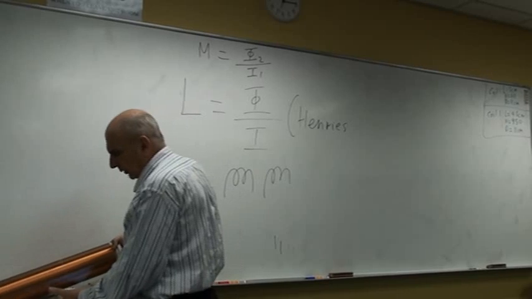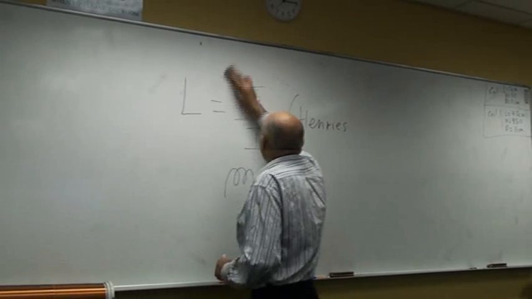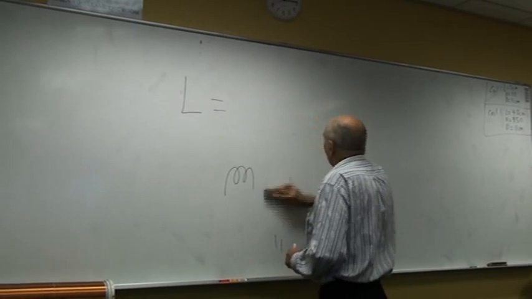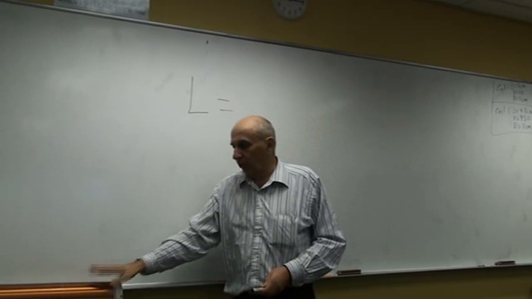Now let's look at page 21, which is the actual lab itself. The first thing you do in the lab itself is you work out the calculated value of the inductance of the big coil, coil number 1.